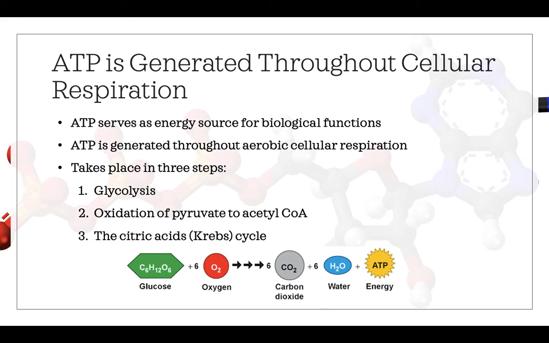However, ATP production takes place over the entire course of cellular respiration, which takes place in 3 steps: glycolysis, pyruvate oxidation, and the citric acid cycle. The citric acid cycle is then the precursor for the electron transport chain, where the majority of ATP is produced.